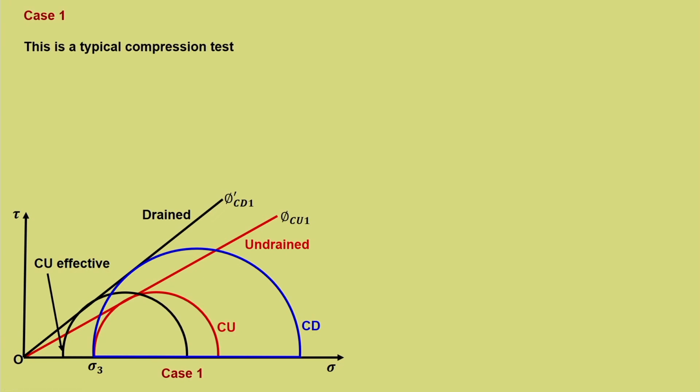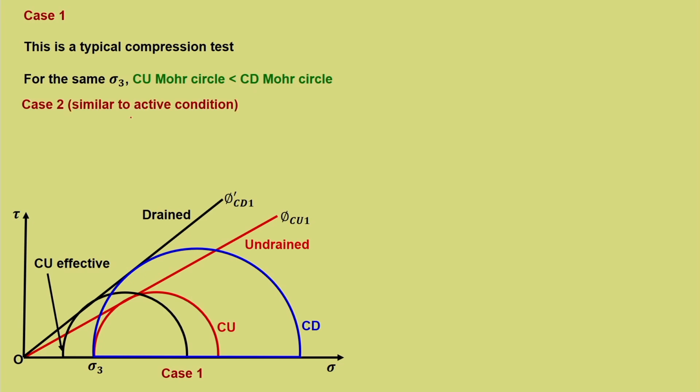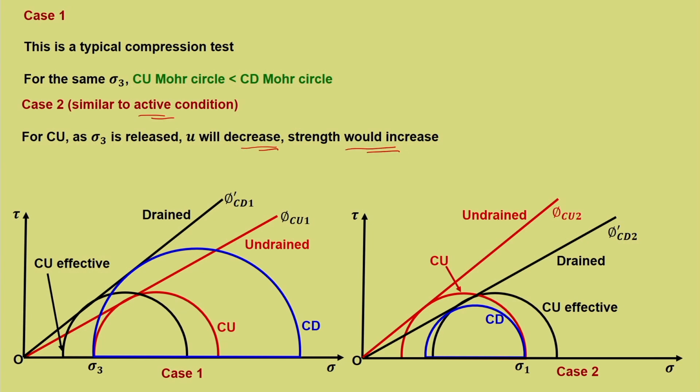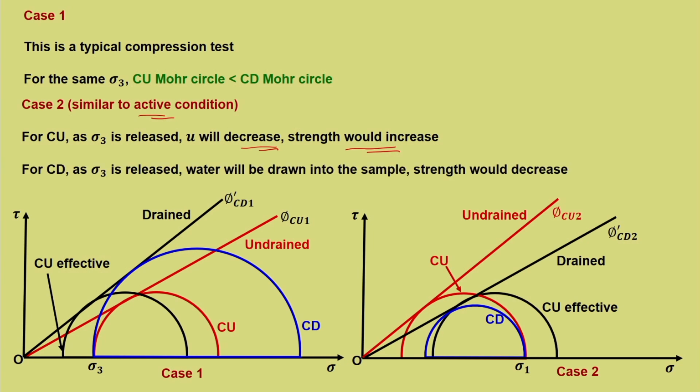So, case 1, this is a typical compression test, right. All of us know only this particular test. Now, for the same sigma 3, the CU Mohr circle is less than the CD Mohr circle, this is quite expected. Case 2 is similar to the active condition, we have already told this. For CU, as sigma 3 is released, U will decrease, hence strength would increase. So that is why it is shifting towards the right.